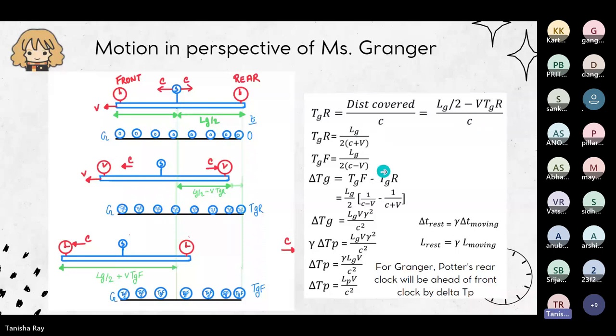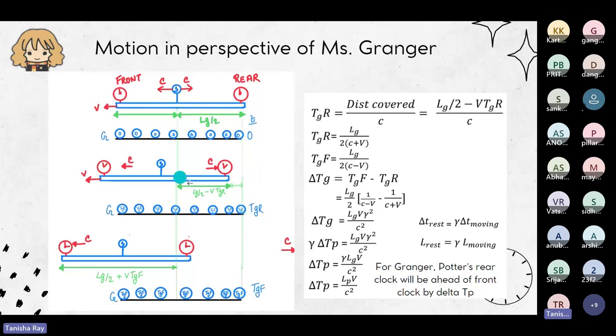So we can clearly see there is some time lag of the front event from the rear event, I mean, the event that is occurring at the rear end. And if we calculate this time lag, we will get this value to be something like this. Now, we have seen this entire thing from the perspective of Granger.